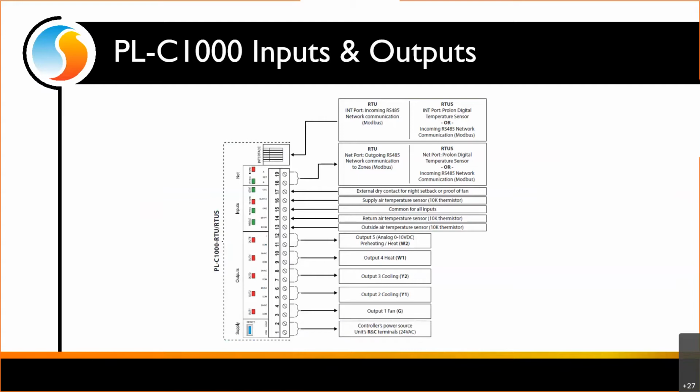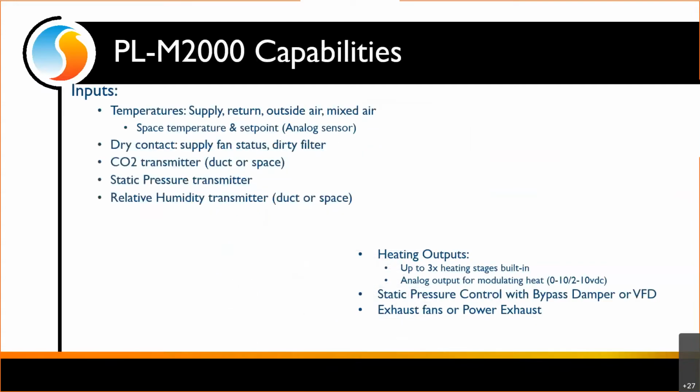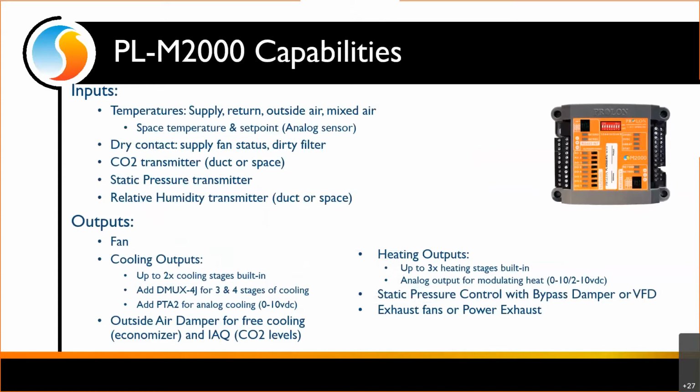Now on the M2000 side, like I mentioned before, this has all the same capabilities, but it can do even more than the C1000 because we have more inputs and outputs.